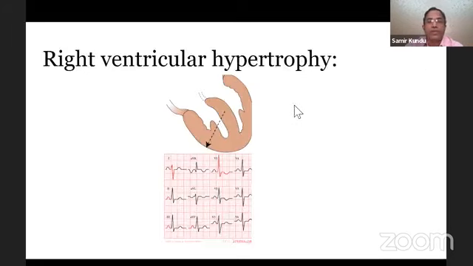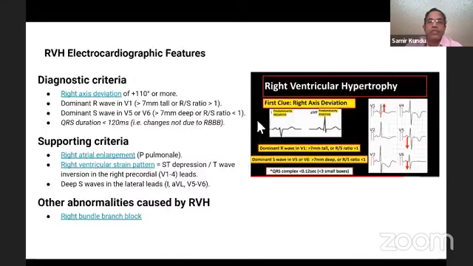Right ventricular hypertrophy. The diagnostic criteria: right axis deviation is the clue. The dominant R wave in lead V1 more than 7 millimeter, or RS ratio more than 1. Dominant S wave in V5 or V6 more than 7 millimeter, or RS ratio less than 1. Even the duration of the QRS is less than 120 millisecond.